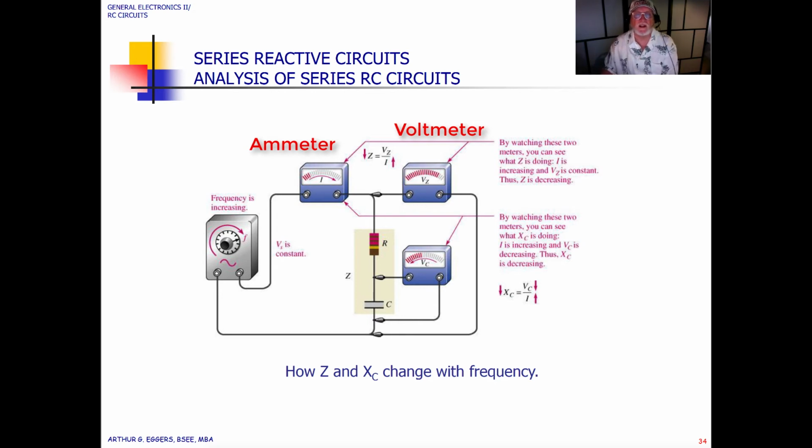And so in the little explanation below, you can see they put some arrows showing that as X sub C decreases, V sub C decreases, but the current increases. So this is just showing us what the current, the voltage for the network, and the voltage for the capacitor would do as we varied the frequency.